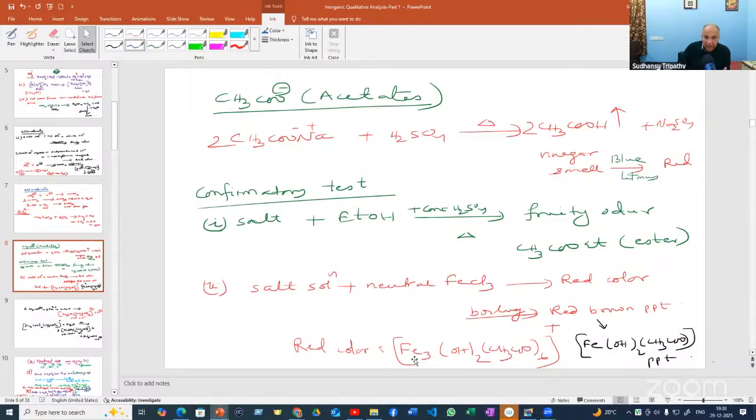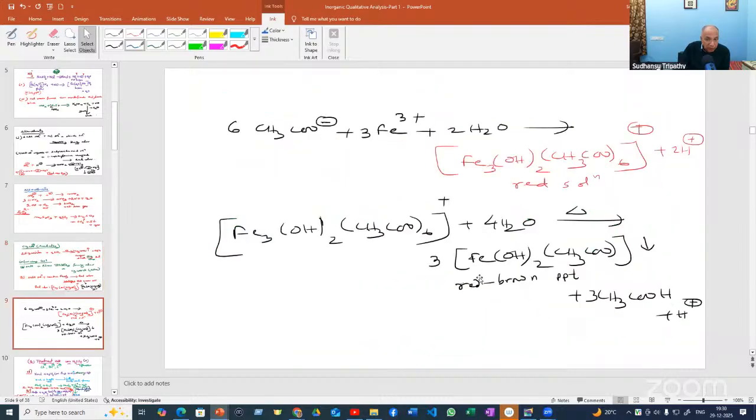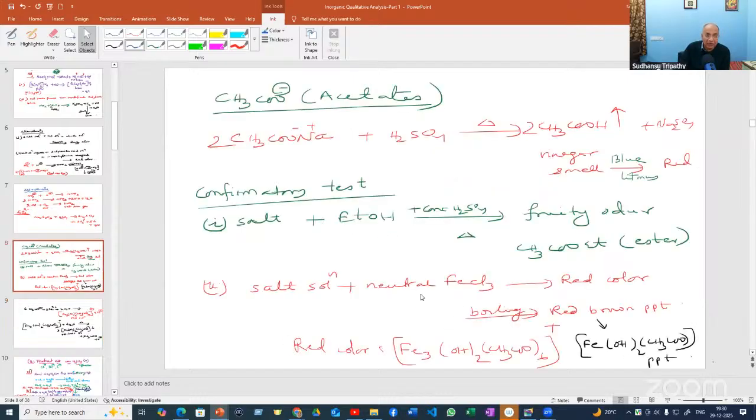I'm just getting a little distracted. I'm sorry for that, because I'm looking at how quickly I will finish this and come to metal ions. Now this is Fe3. It is a trinuclear complex, Fe3(OH)2 hexacetate. That's what I was wondering, how 6 acetate ions will be shared by 1 iron. There will be 3 iron, and then that is the red solution. But on boiling, they will separate out. It is a mononuclear complex, Fe(OH)2 with 1 acetate. So this is the red-brown precipitate. This is all about acetate.